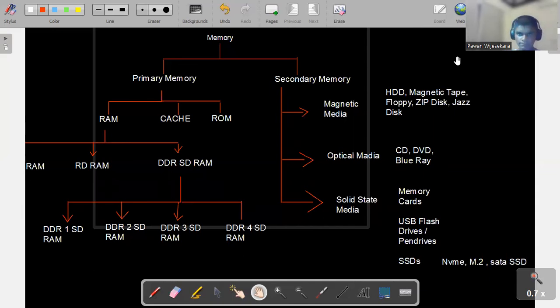And there's another special feature in this solid state media. What is that? Speed is high. Speed is high, yes. And there's another special thing when comparing with the other media types. Noiseless. There is no noise. When we insert a pen drive into the computer, can you hear any noise from it? No. Noiseless.